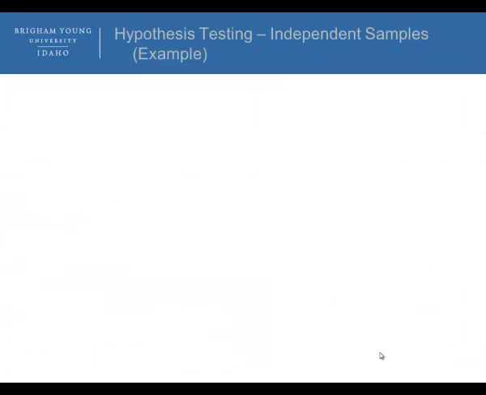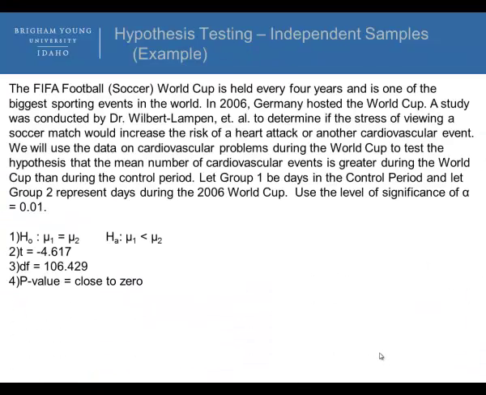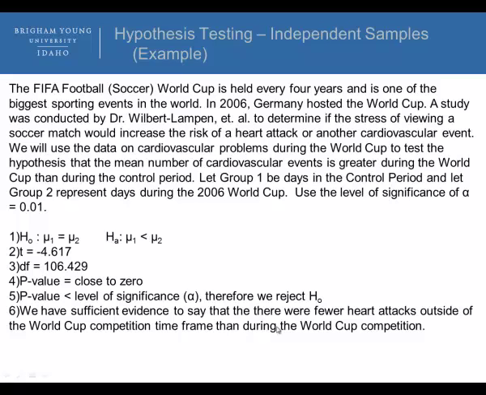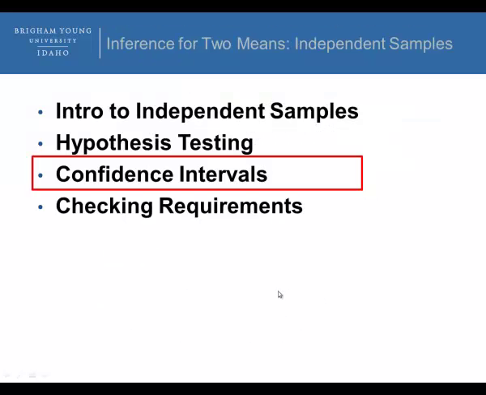So then the next step is, do we reject the null hypothesis? Well, we compare the p-value to our level of significance. And since our p-value is less than the level of significance, we reject the null hypothesis. So then we have sufficient evidence to say that there are fewer heart attacks outside of the World Cup competition time frame than during the World Cup competition. Okay? So now let's go talk about confidence intervals.